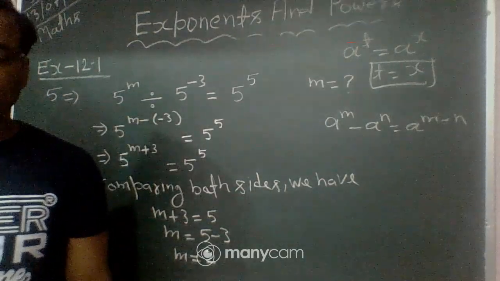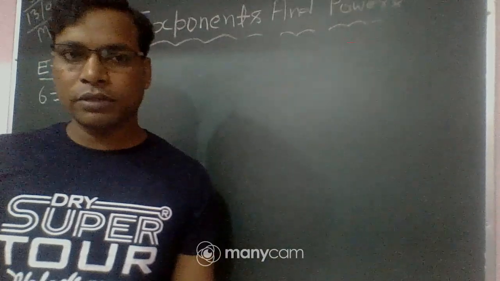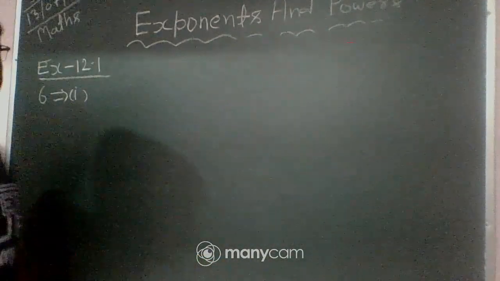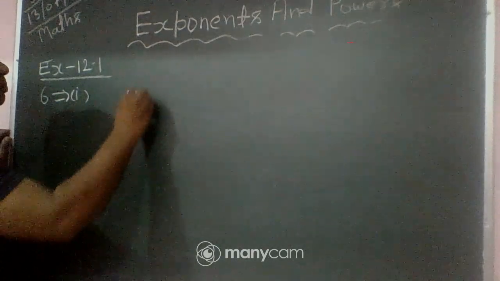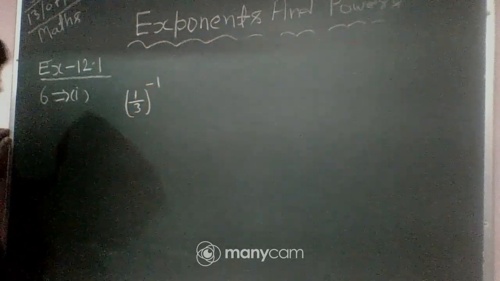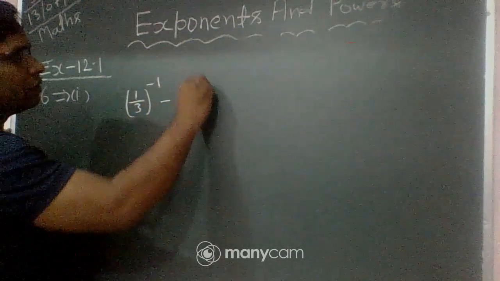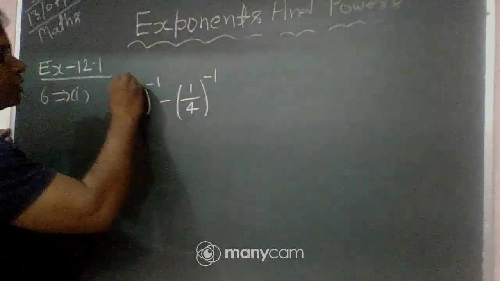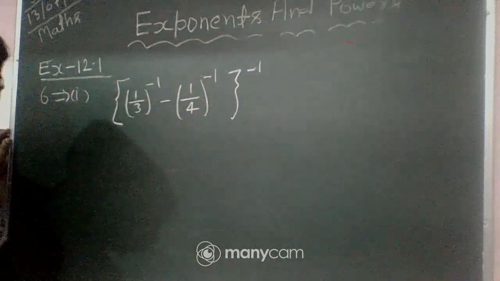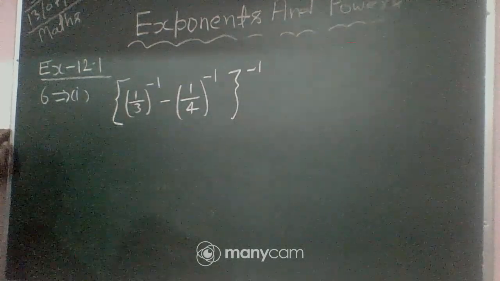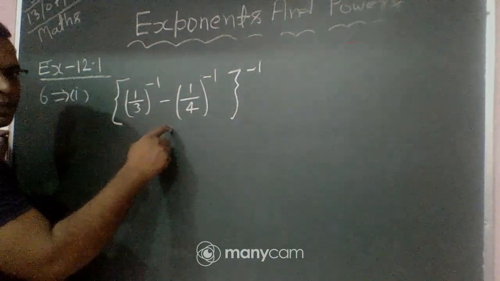Now next, question 6, evaluate. Okay, so let's see question number 6 part A: (1 by 3) power minus 1 and (minus 1 by 4) raised to the power minus 1. Here this is given, and we find the value of this.